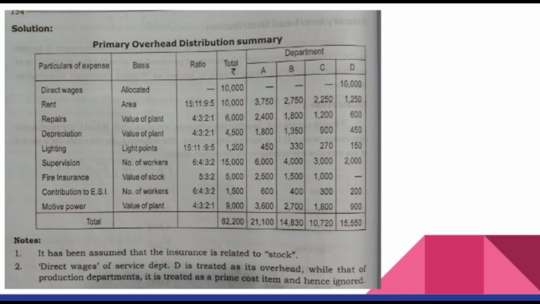After dividing all these overhead expenses to each of these departments, we have to find out the total of each department. Department A, total figure 21,100. Department B, 14,830. Department C, 10,720 and Department D, 15,550. These are the total overhead expenses of each department. This is our primary overhead distribution summary.